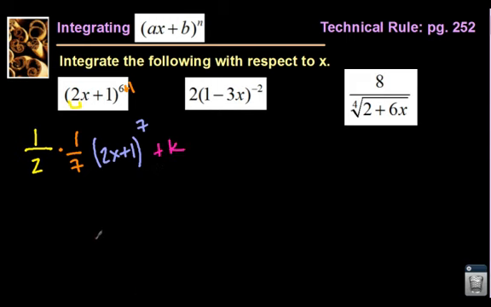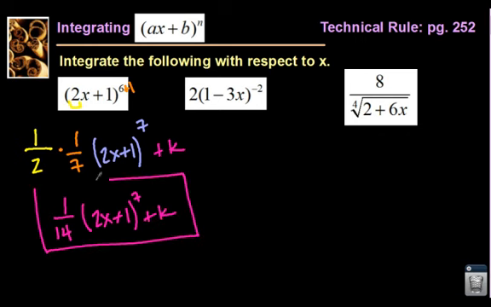Alright, so I'm going to go ahead and simplify this. So 1/2 times 1/7 is 1/14, multiplied by quantity 2x plus 1 to the 7th plus k. This is my indefinite integral for this function.